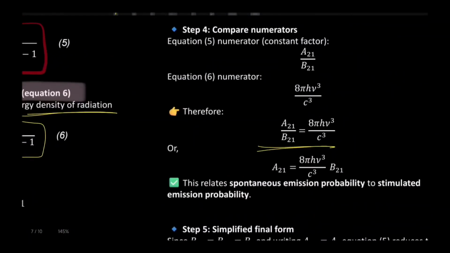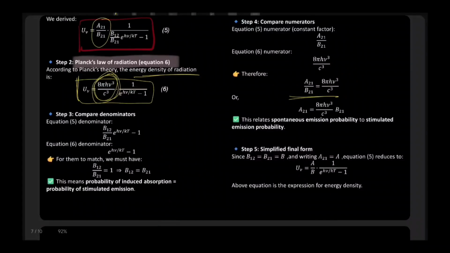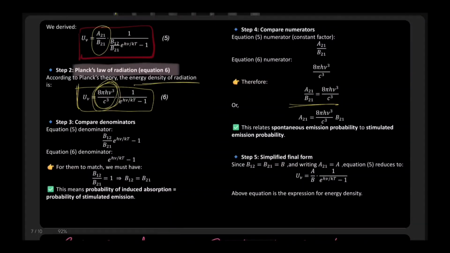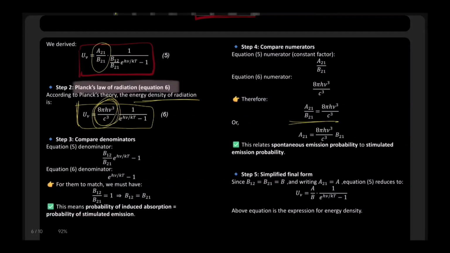Here you can see this. Whatever the middle steps are, I have written them for your understanding. So we are going to equalize those two, which we can also write in this way. What does this mean? This means that the spontaneous emission probability is related to the stimulated emission probability.